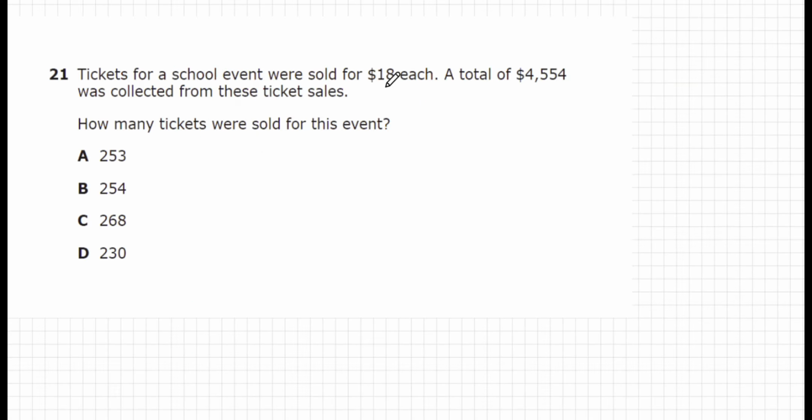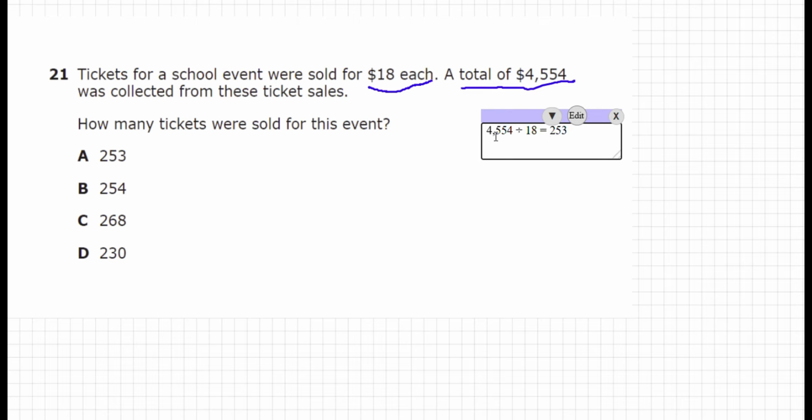Question number 21. Tickets for a school event were sold for $18 each. A total of $4,554 was collected from these ticket sales. How many tickets were sold for this event? To determine how many tickets were sold for the event, we need to divide the total amount collected by the cost for each ticket, which is 4,554 divided by 18 equals 253. Therefore, A is the correct answer.